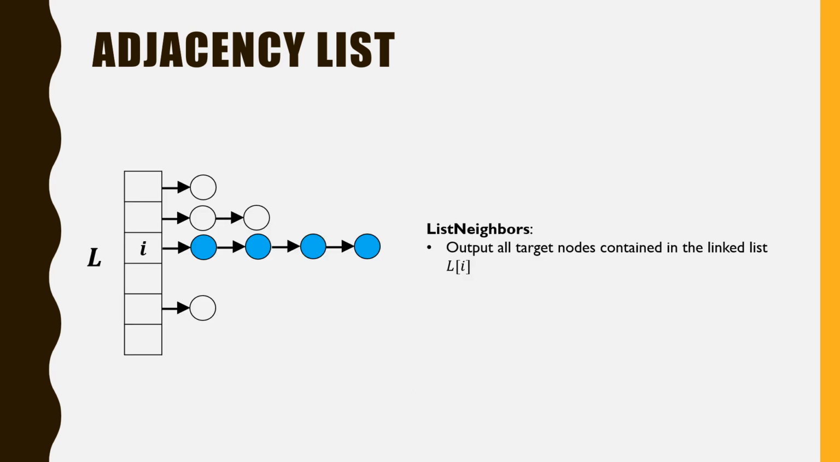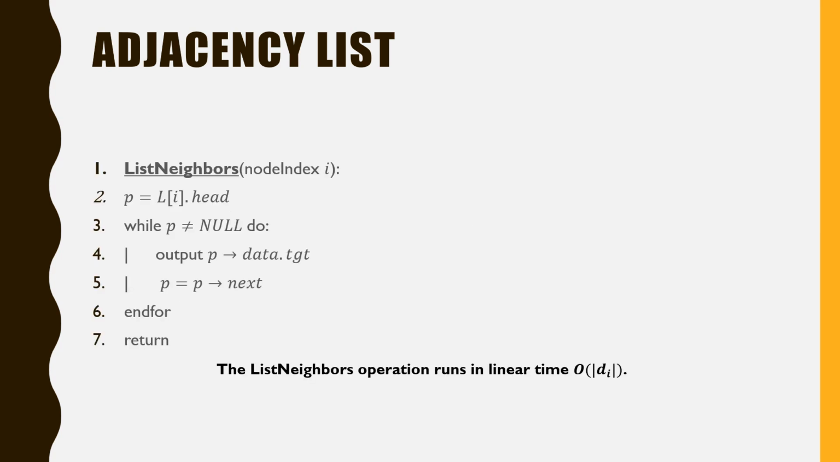Then we have the list neighbors operation, which outputs all nodes that can be reached from node i. This is achieved by traversing the linked list Li, which requires O(d) time. The following is the pseudocode for the list neighbors operation, which takes the node index i as input. In lines 2 to 6, it traverses the linked list Li and outputs all corresponding target nodes.